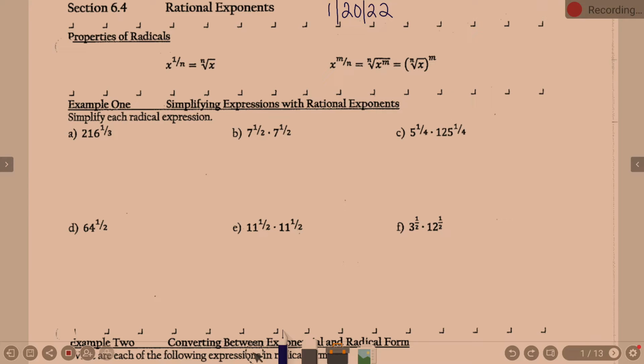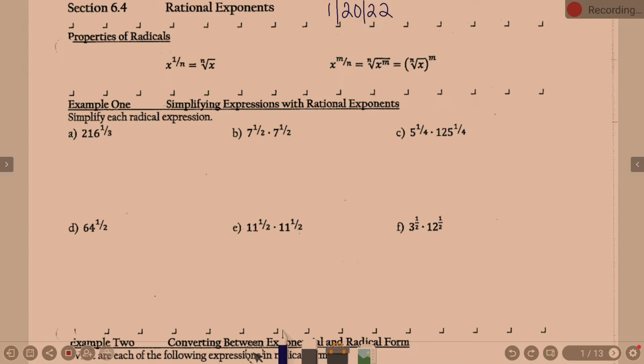What are we doing today? Rational exponents, which means exponents that are fractions. That's what we're learning how to deal with. If you have an exponent that is a fraction, what does that mean? How do we compute that? And so, properties of radicals here. Notice, we've been doing square roots lately. Well, guess what? Square roots and rational exponents, so fraction exponents, they connect. And that's what we need to know.